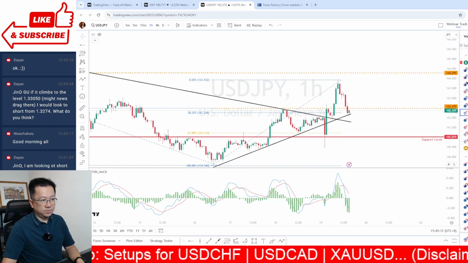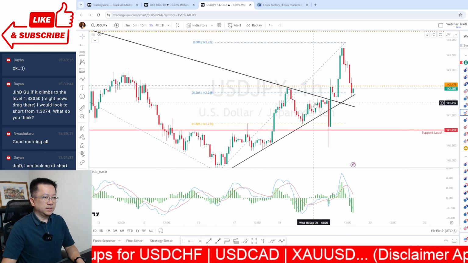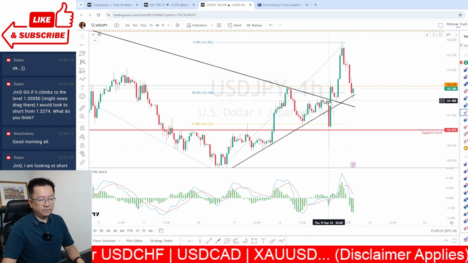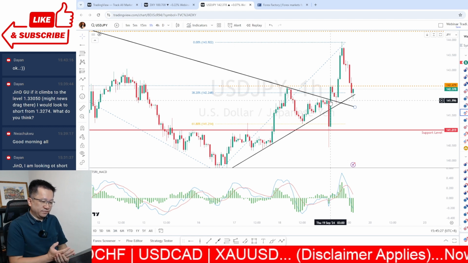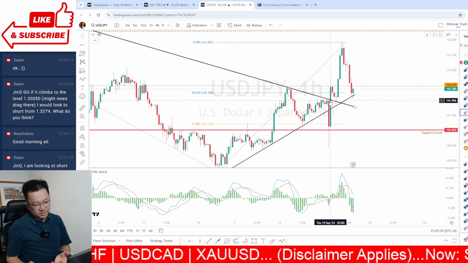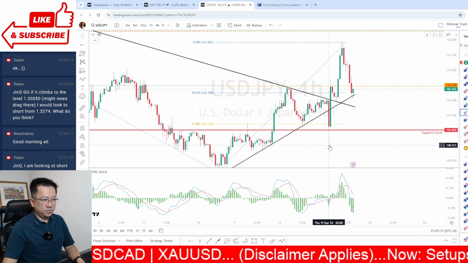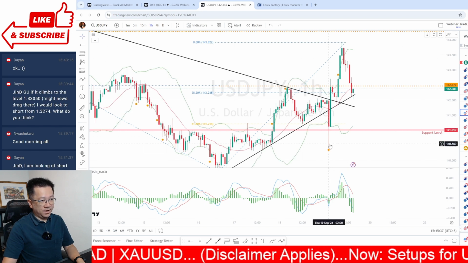Right, on to the yen. Look at what happened. Look at this. Right, this news, 142. It was just at 142. Release of the news, dollar index came crashing down, yen came right down, right? But right out of the Bollinger.